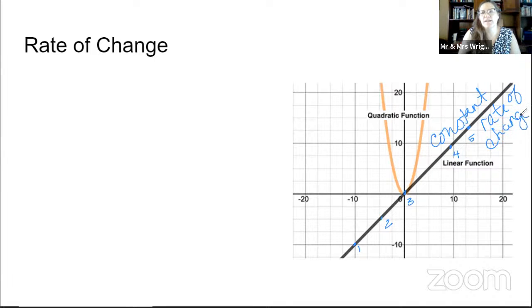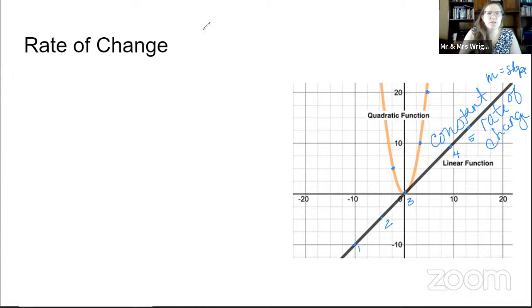Remember, we called that m, y equals mx plus b. M was the slope. But when we think of a quadratic function, you're not going to have a constant rate of change. The change that's happening in your quadratic function or your parabola is going to change no matter where you are. So if you take this point and this point, the rate of change between those will be different than the one from this point to this point, okay?